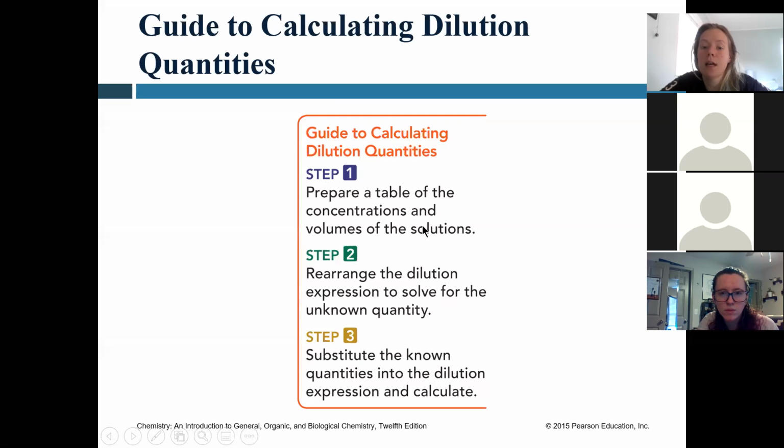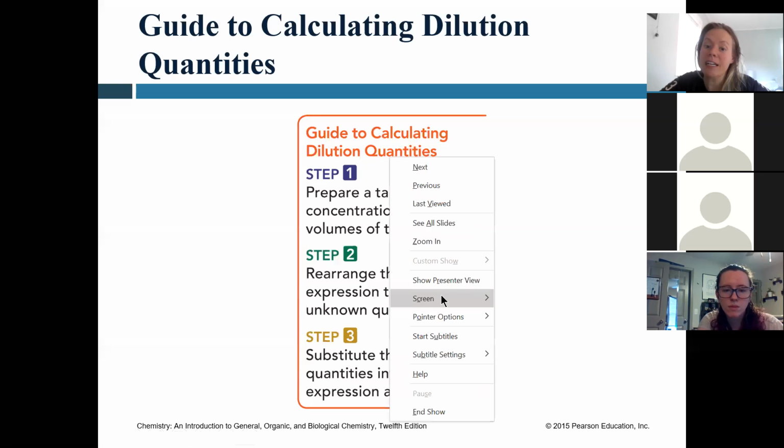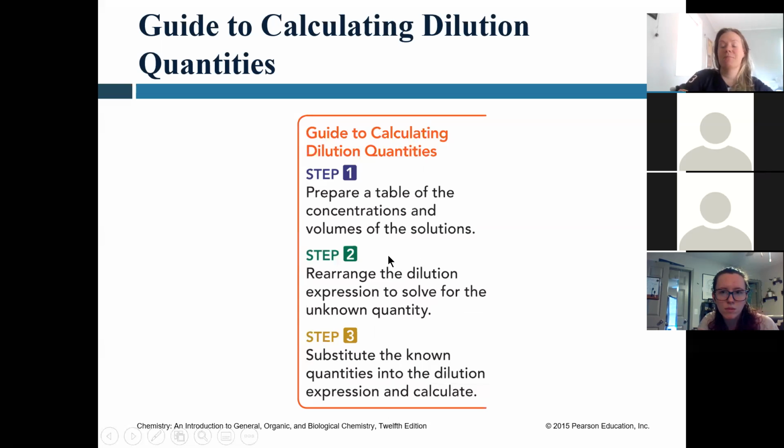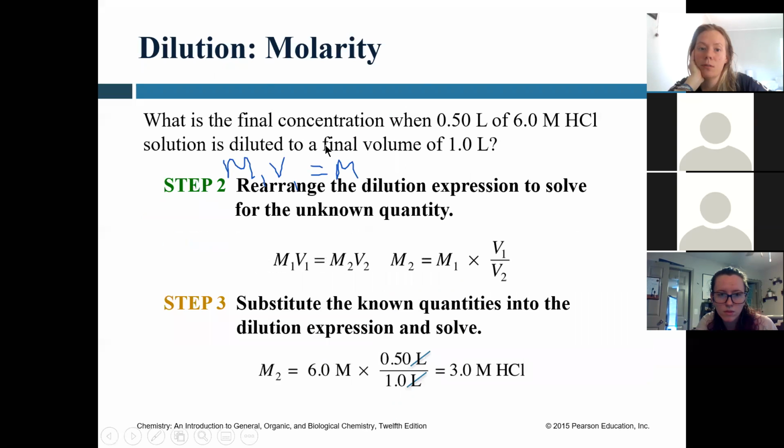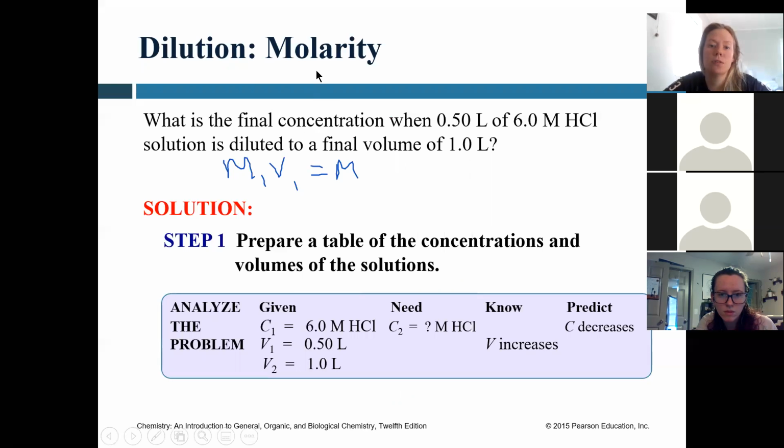Okay, so we prepare a table of the concentrations and the volumes, and rearrange the equation so that we can solve for the unknown. Let's look at one. What is the final concentration when 0.5 liters of a 6.0 molar HCl solution is diluted to a final volume of 1 liter? Anytime you see the word dilute or diluting, you're going to want to use this equation: M1V1 equals M2V2.